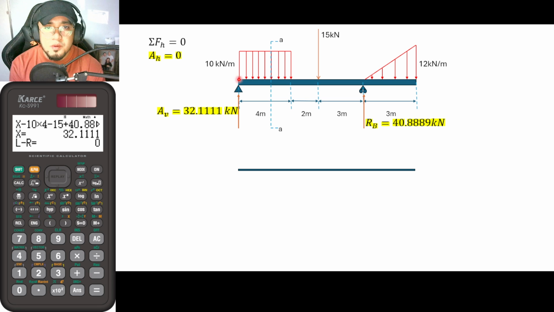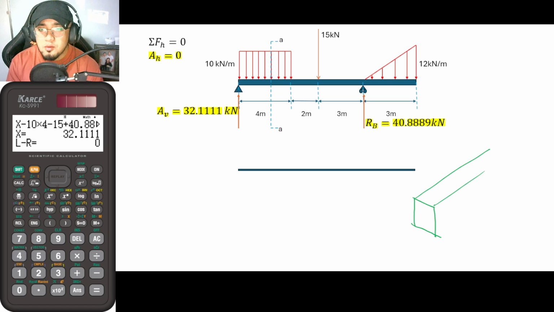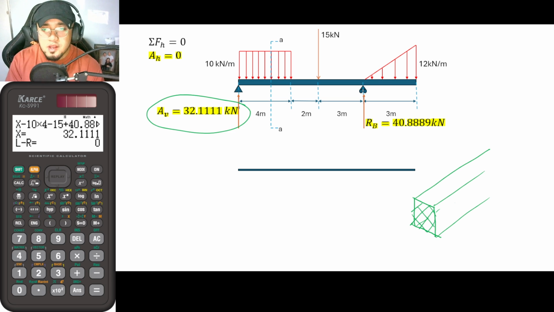Anyway, at this particular point, as you can see, the beam is experiencing 32.111 kilonewtons. So when we say shear, that is the force that is parallel with the cross-sectional area. So what does that mean? Suppose that, let's say, this here is our beam. When you say cross-sectional area, it is this particular area. Since our force of 32.11 here is acting vertically upwards, it is parallel with this cross-sectional area, meaning that this is the shear force.